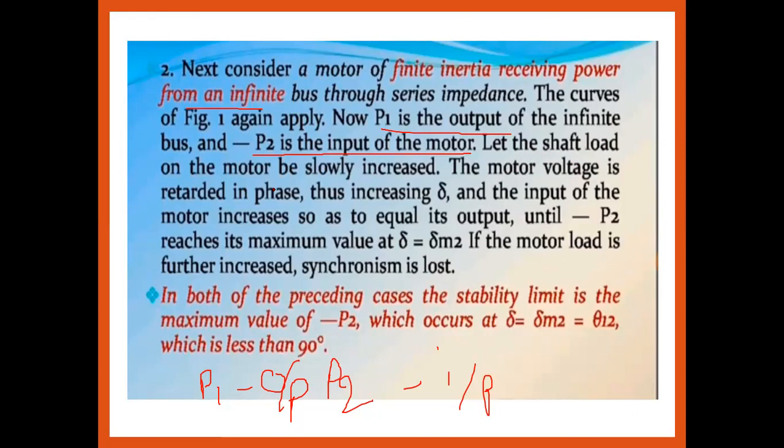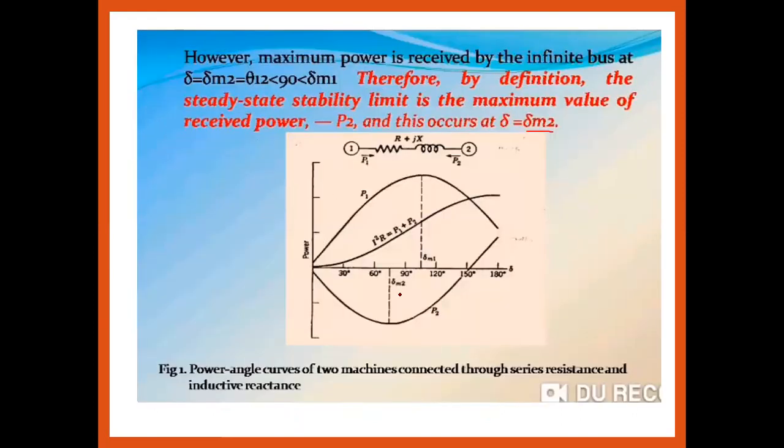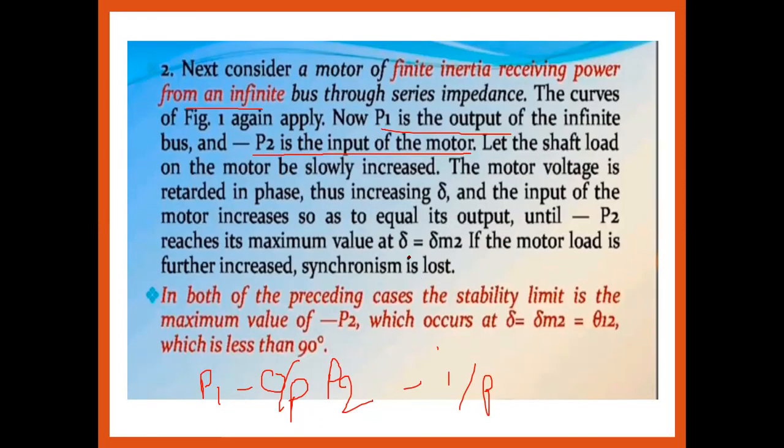What is the maximum value of that P2? P2 is maximum at del M2. Okay, that's why it is del M2. If the load is increased further, then automatically the synchronization will be lost. That's why, for the finite inertia receiving power from the infinite bus through the series impedance, P1 is the output and P2 is the input. Here we let the load on the motor be increased.